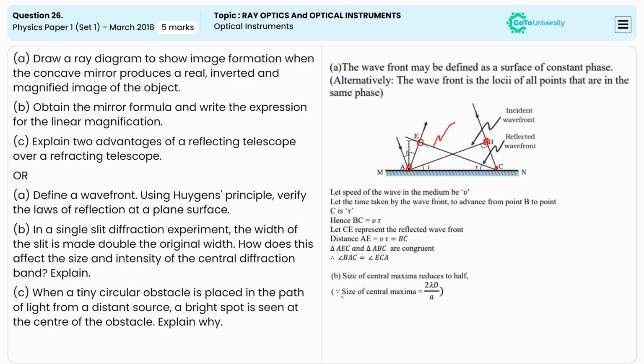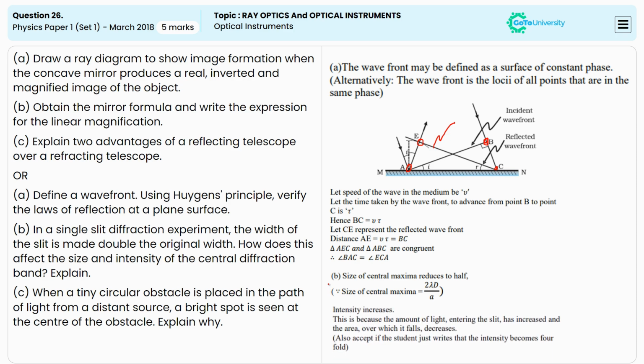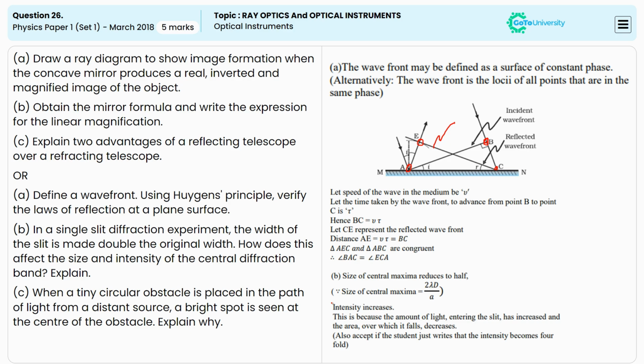Because the size of the central maxima is equal to 2 lambda D divided by a. That means the intensity increases. This is because the amount of light entering the slit has increased and the area over which it falls decreases.